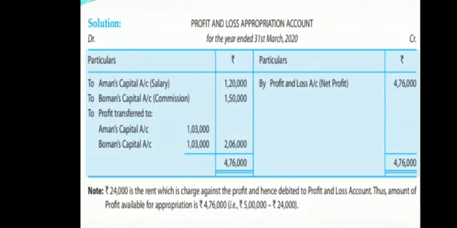We have done one illustration. In the next session, I'll be introducing the concept of fixed and fluctuating capital accounts. And with that, lots and lots of questions we will be solving together.